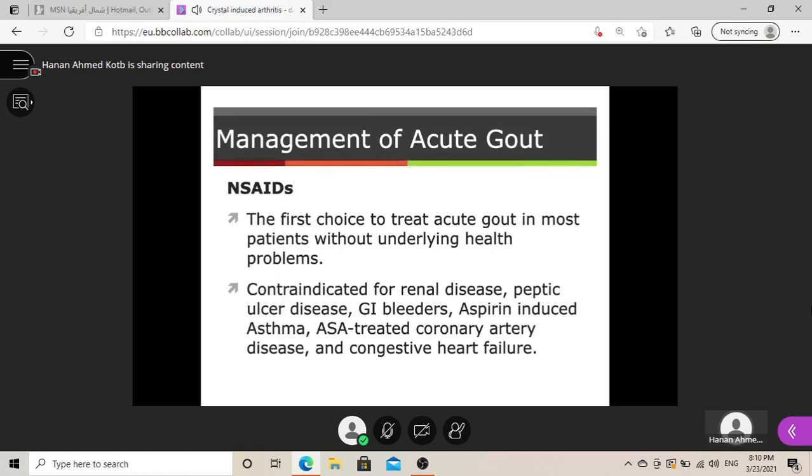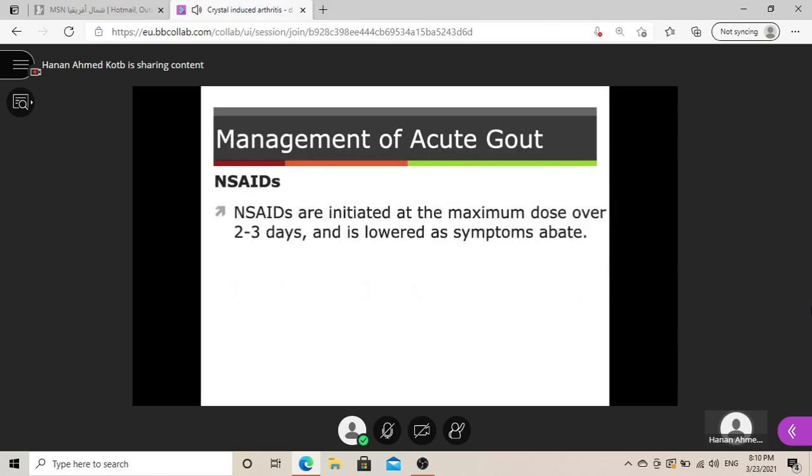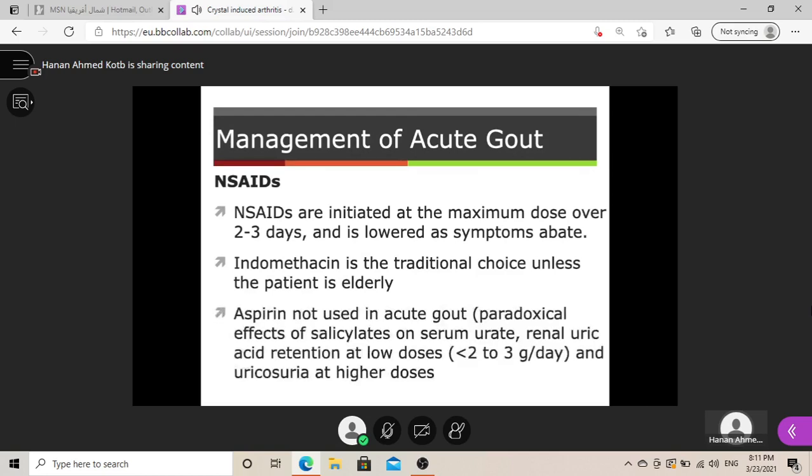The contraindications بتاعته are renal disease, peptic ulcer disease, gastrointestinal bleeding, aspirin-induced asthma, برضو والاسبرين acetylsalicylic acid treated coronary artery disease and congestive heart failure. Usually لما بستعمل non-steroidals, they are initiated at the maximum dose over 2 to 3 days and usually the dose is lowered as symptoms abate. Indomethacin is the traditional choice unless the patient is elderly لأن side effects increase more in elderly patients وبنخاف من renal nephropathy. Non-steroidal nephropathy. Aspirin is not used in acute gout.